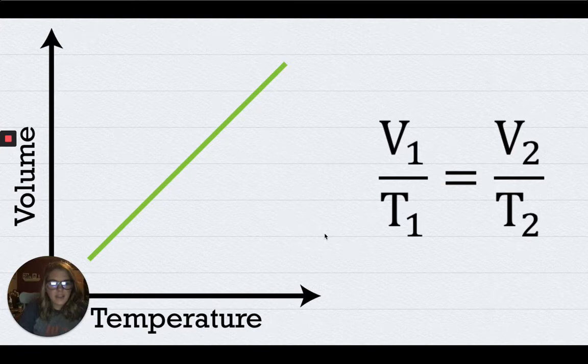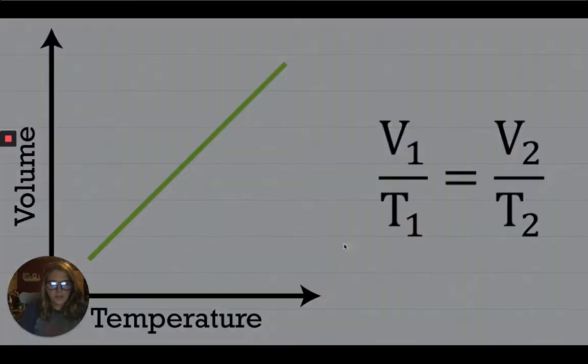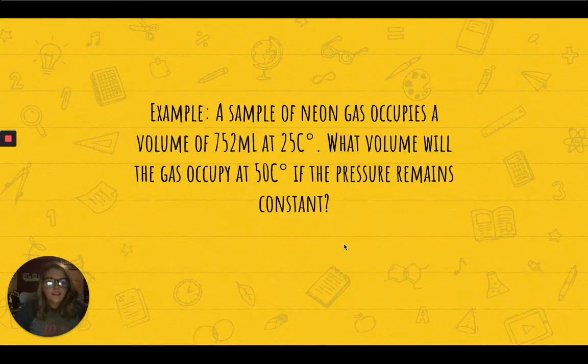So with that, let's go into our first practice problem. A sample of neon gas occupies a volume of 752 milliliters at 25 degrees Celsius. What volume will the gas occupy at 50 degrees Celsius if the pressure remains constant? So let's hop over to our whiteboard and solve that together.